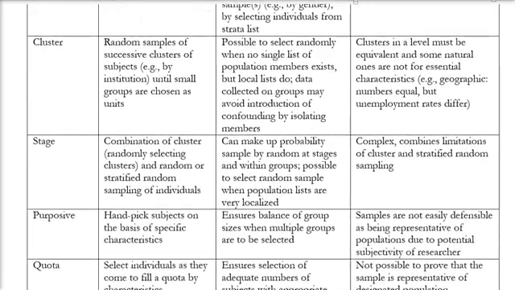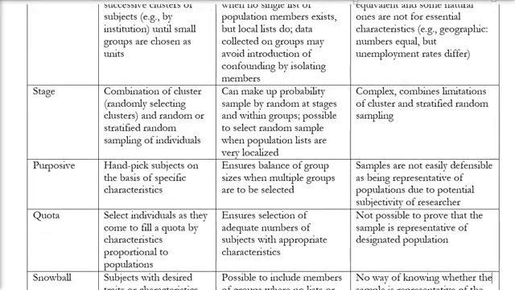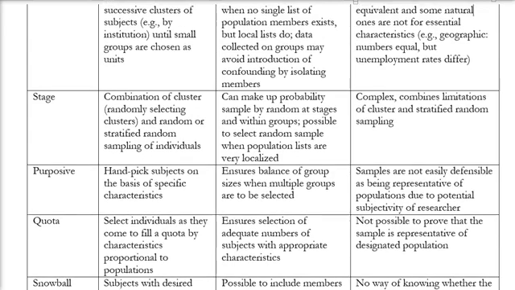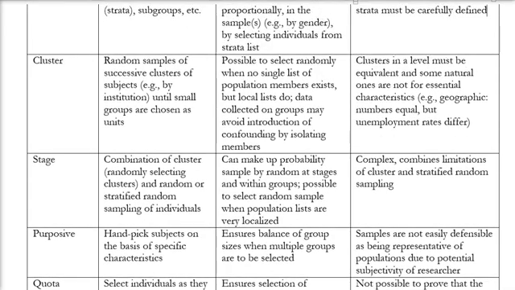Now coming to cluster sampling. Cluster sampling is just a random sample of successive clusters of subjects, by institution, until small groups are chosen as units. So we first form clusters, then we choose small groups as units from that. It is possible to select randomly when no list of population members exists, but local lists do. Data collected on groups may avoid introduction of confounding by isolating members. So we have reduced the risk of confounding variables.